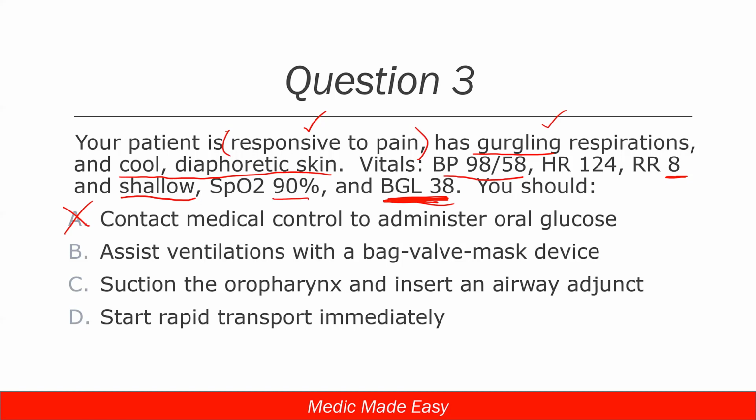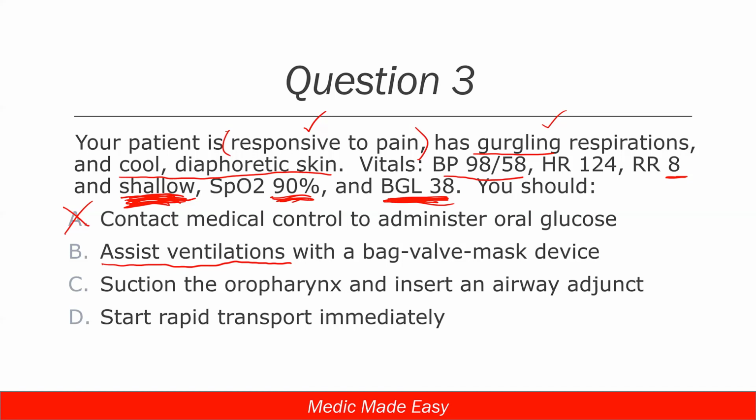Assist ventilations with a bag valve mask device. Again, like I said, if you see shallow breathing, specifically slow and shallow, and certainly in the context of hypoxia and altered mental status, all of those things fit the bill. But when you see shallow breathing, assist ventilations is a great, great answer. So I really like answer B.